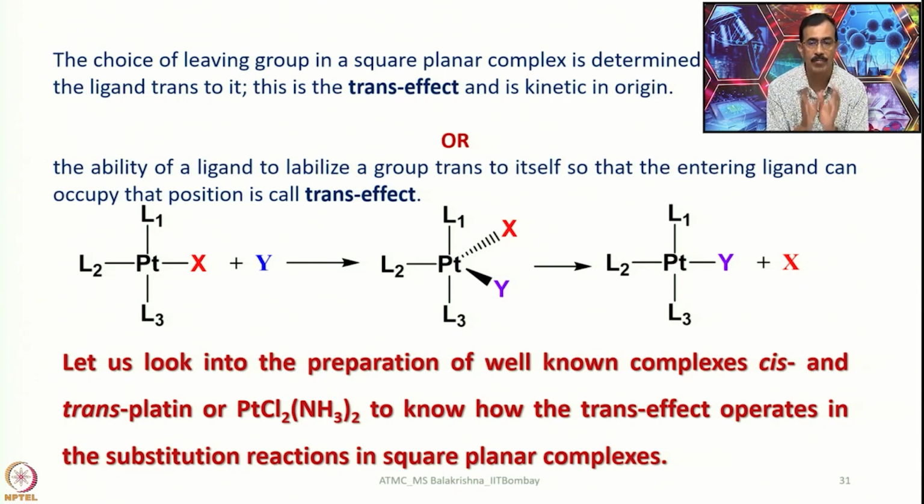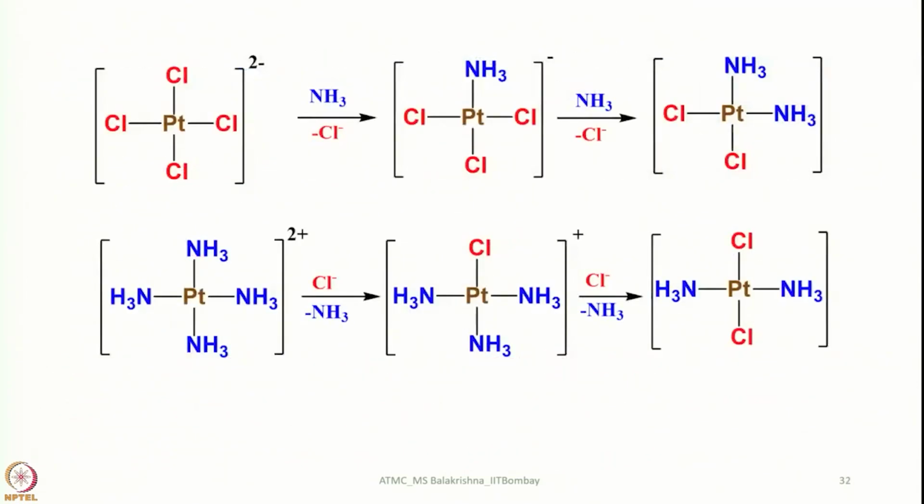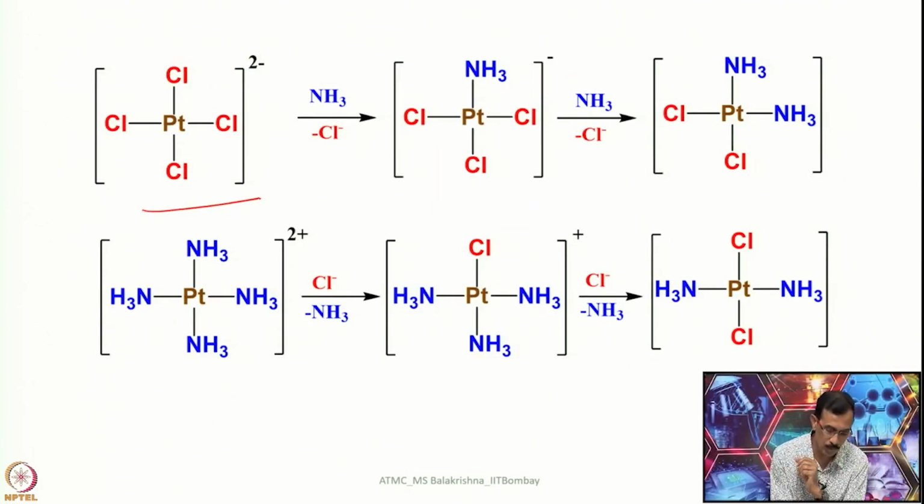So how trans effect operates in substitution reactions of square planar complexes, we can look into it just with the beginning of the understanding of the formation of cis and trans diamminedichloroplatinum complexes. So look into it here. We started with tetrachloroplatinate. Here you should remember, of course, we are adding ammonia, and by spectrochemical series also you know that the moment a strong field ligand such as ammonia comes, chloride, a relatively weaker ligand, leaves.